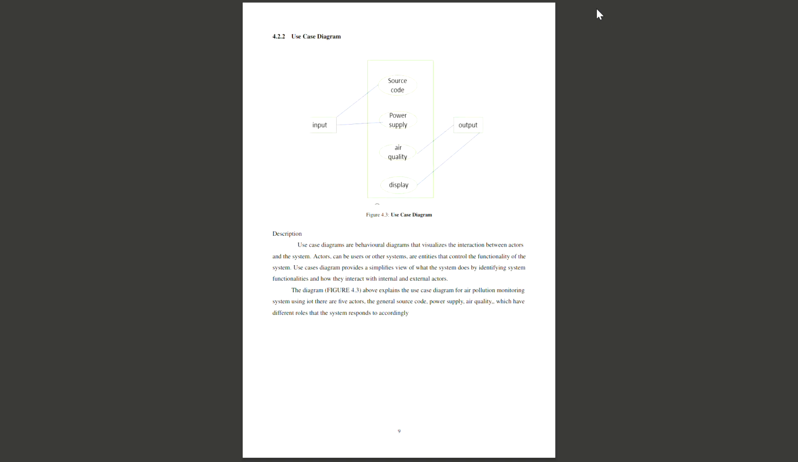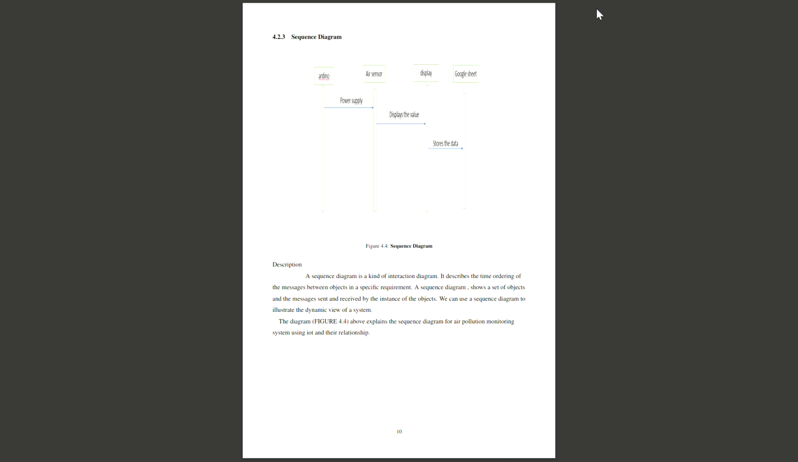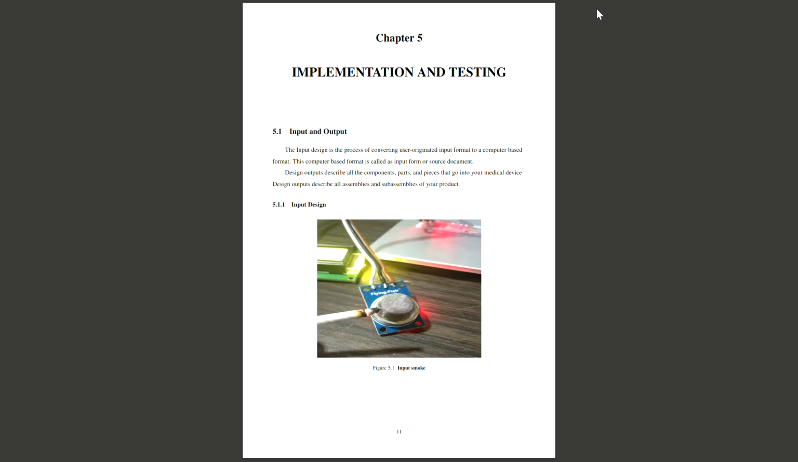This is the use case diagram for our project as well as the sequence diagram. A sequence diagram is a kind of interaction diagram. It describes the time ordering of the messages between objects in a specific requirement. Implementation and testing part. Input and output. The input design is the process of converting user-organized input format to the computer-based format. This computer-based format is called the input form or source document.